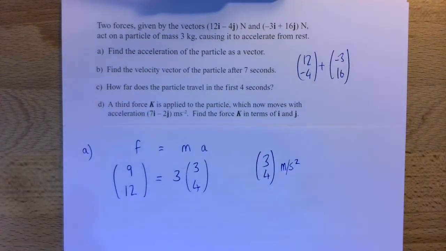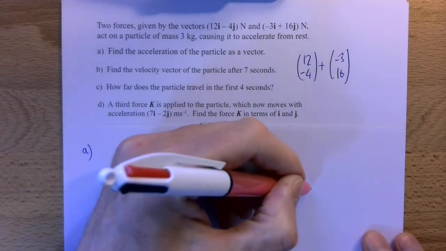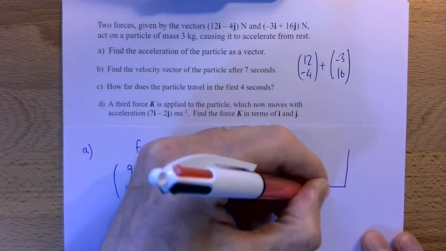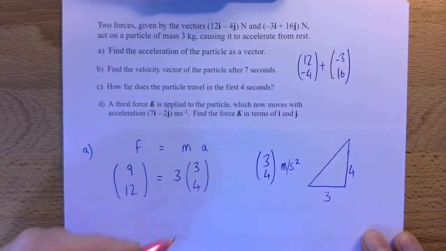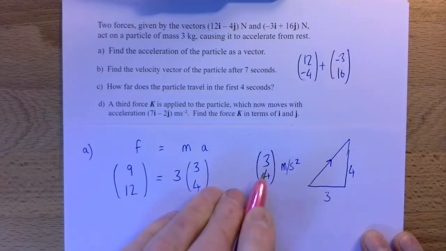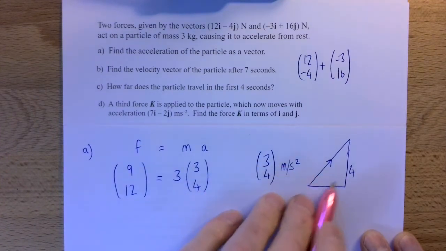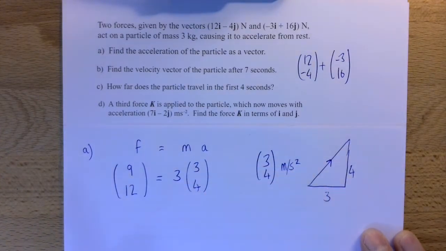If it had asked me for the magnitude or the angle, I would have had to do my little sketch and work it out. So the magnitude of that acceleration is going to be 5, and the angle is going to be whatever shift tan of 4/3 is.